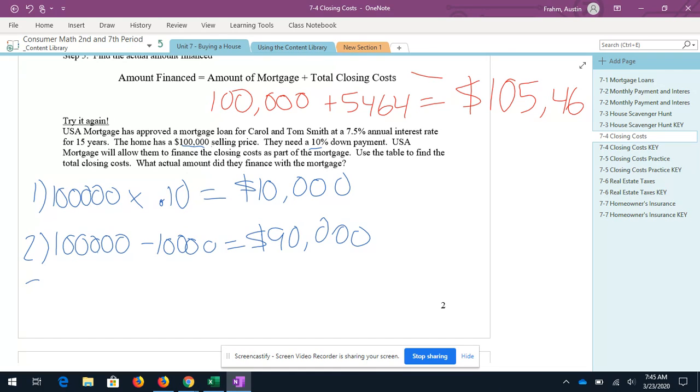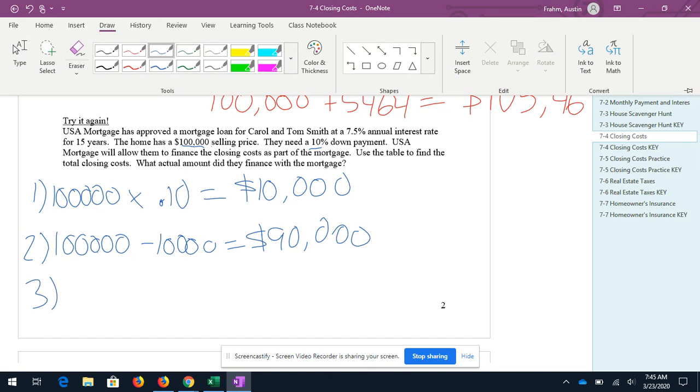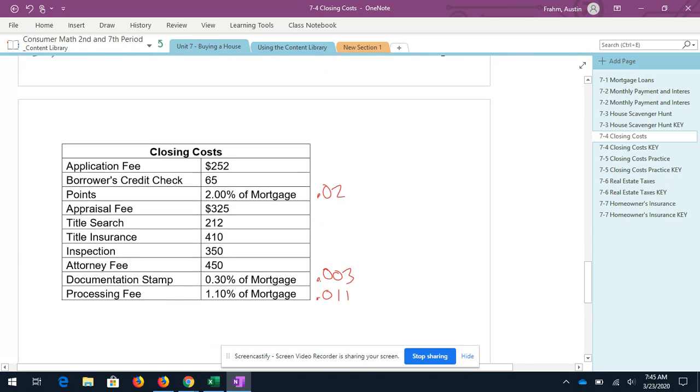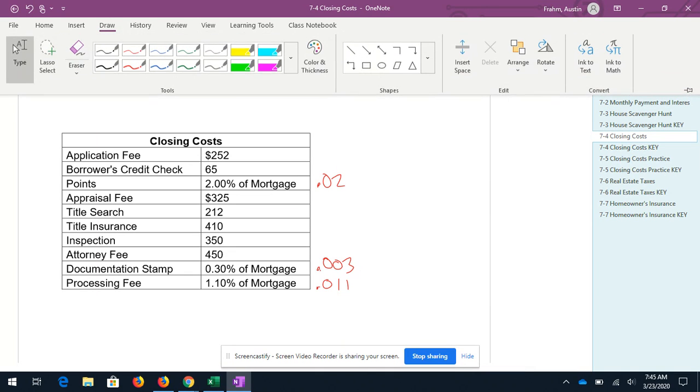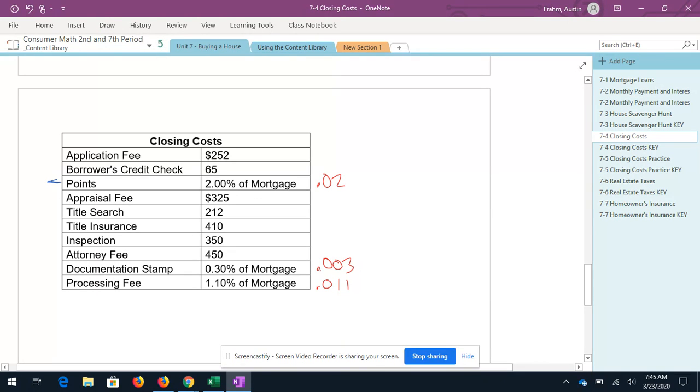Now, step three is to calculate all of the closing costs in the table. So if we scroll back down to the table, I erased my work from the last problem, but we still need to find the points, the documentation stamp, and the processing fee. It's still 2% for points, 0.3% for mortgage or documentation stamp, and 1.1% for processing fee.